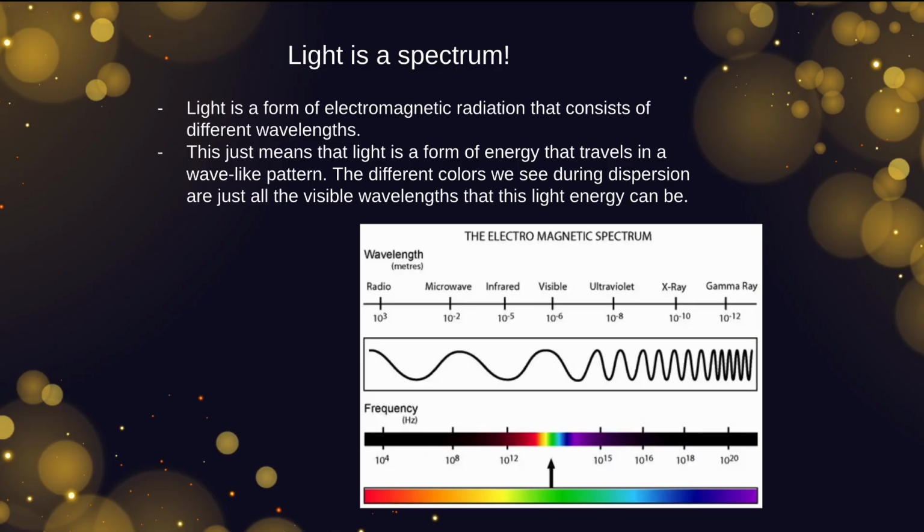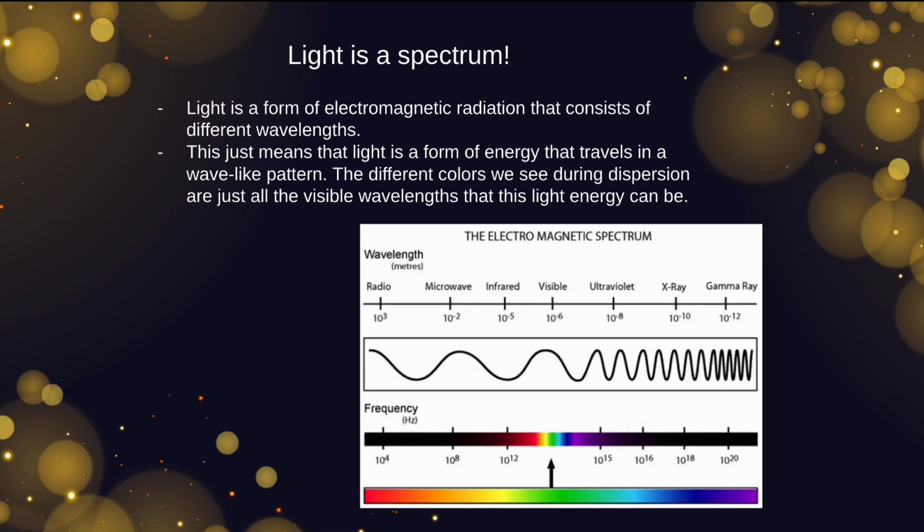So the first thing to understand is that light is actually a spectrum. It's a form of radiation, specifically electromagnetic, that consists of different wavelengths. This basically just means, it's a fancy way of saying that light is a form of energy and it travels in a wave-like pattern. The different colors we see during dispersion, which I'll talk about later, are just the visible wavelengths that this light energy can be.